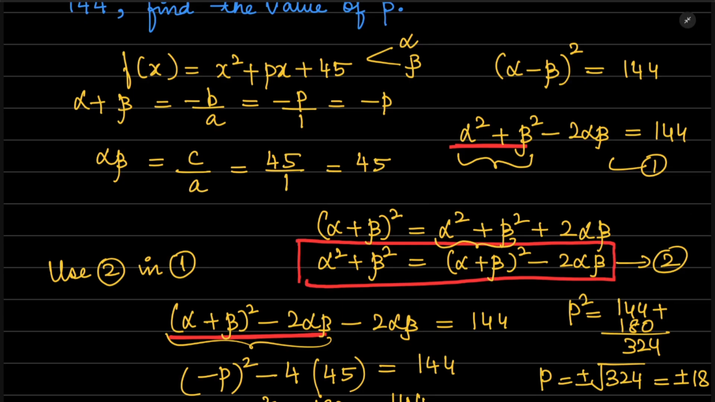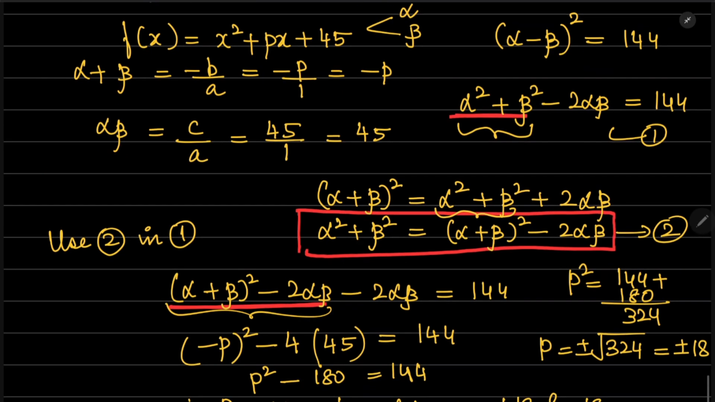Only then will you be able to replace everything that is needed in terms of alpha plus beta and alpha beta, because these are the only two values that you know. So we have converted everything in terms of the sum of the zeros and the product of the zeros, so that you can substitute the value and find out the unknown term, that is your p.